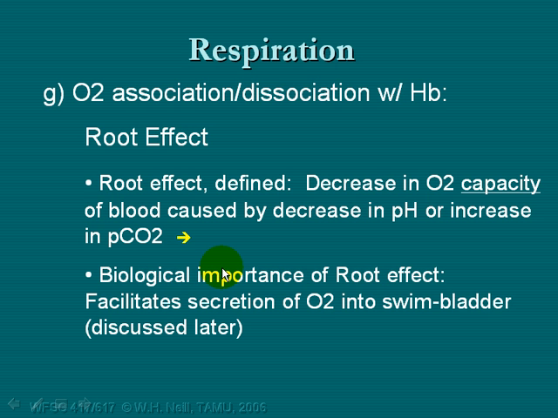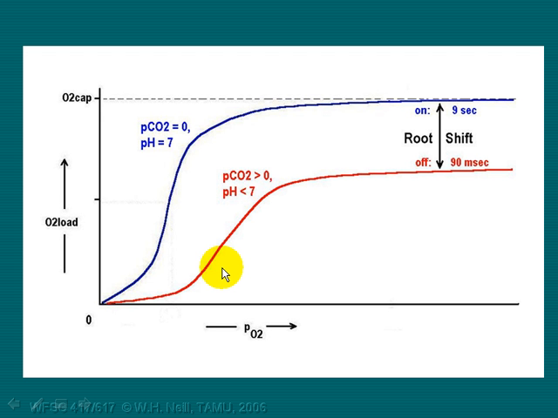A decrease in pH or increase in PCO2 causes a decrease in the capacity of the hemoglobin to bind oxygen. The biological importance of that is really not that much for ordinary respiration, but it's tremendously important, as we'll learn in swim bladder dynamics. Why is it not that important in ordinary respiration? Because what we're talking about are things that go on at very high partial pressures of oxygen, higher probably than you'd ever encounter in the water.